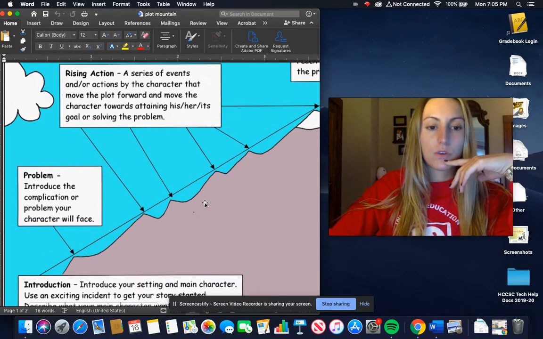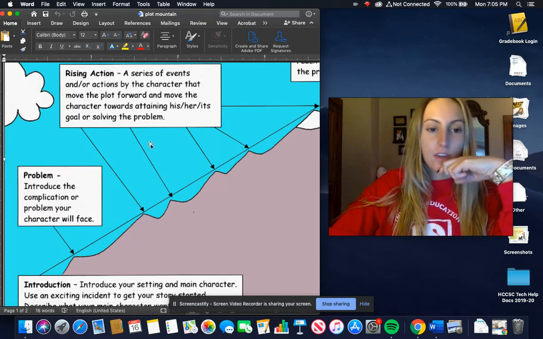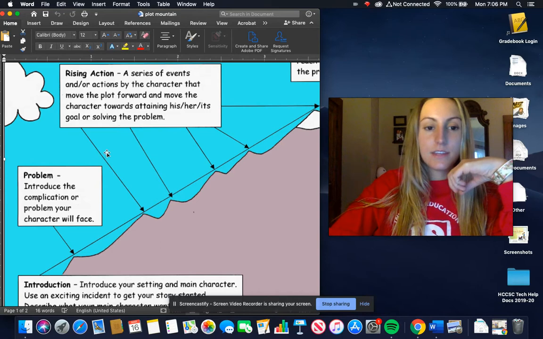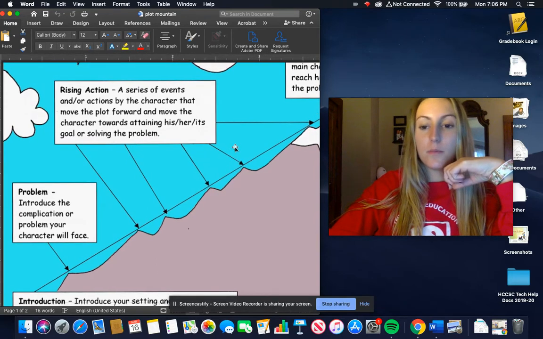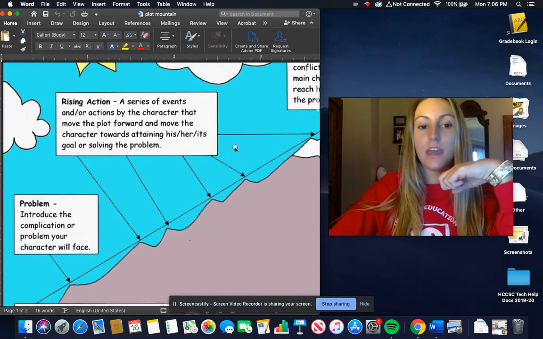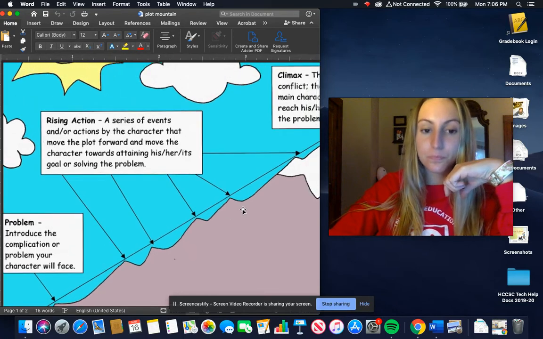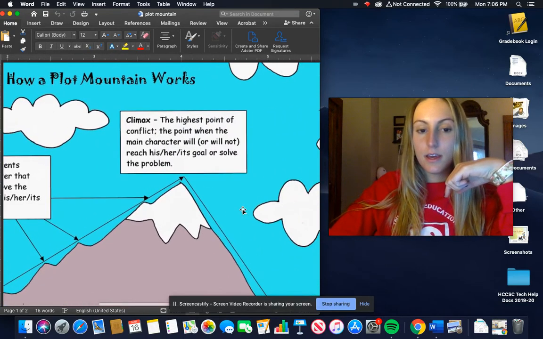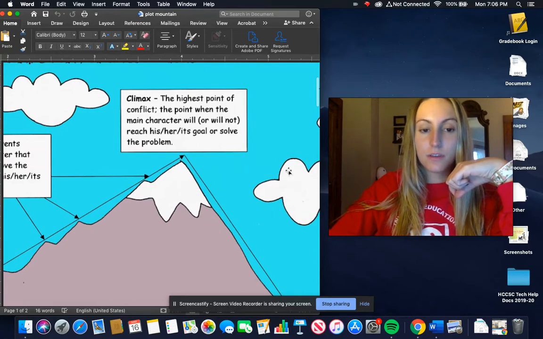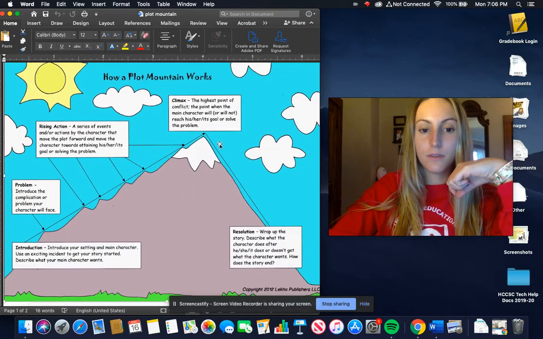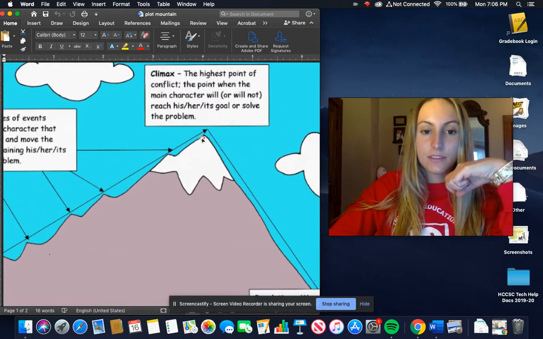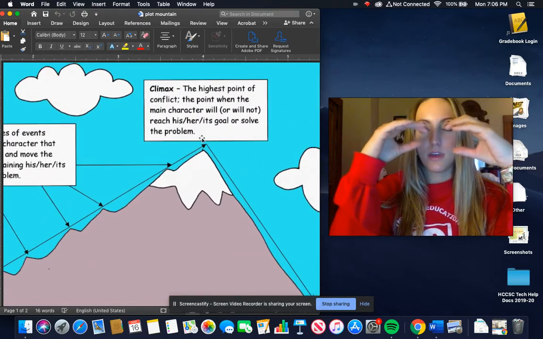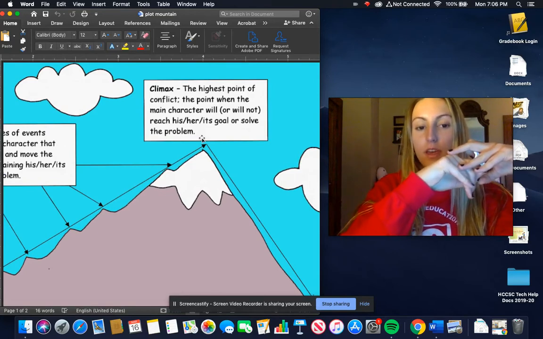Right after that, we start seeing the problem or the rising action, and that is getting the character's problem moving and telling us what's happening to that character. In all stories, there is a problem that the character faces. So that's what this rising action is. We're moving farther up the mountain, and we get to the climax. The climax is the highest point in the whole mountain, right here. That is the biggest moment in the whole story.